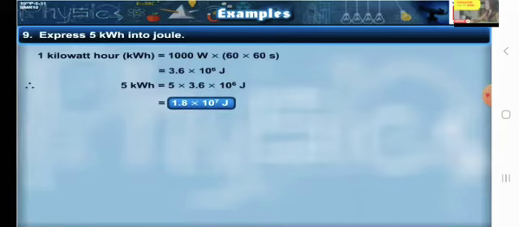Nine. Express 5 kilowatt hour into joule. 1 kilowatt hour is equal to 1000 watt into 60 into 60 second, which equals 3.6 into 10 raised to 6 joule. Therefore, 5 kilowatt hour is equal to 5 into 3.6 into 10 raised to 6 joule, which equals 1.8 into 10 raised to 7 joule.